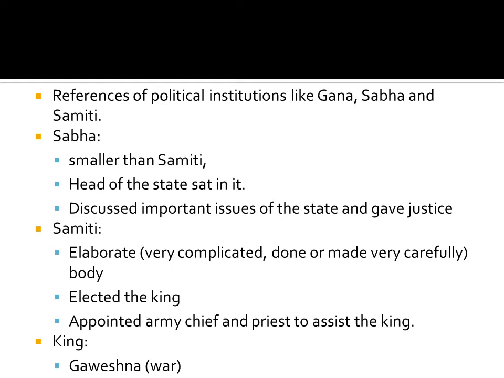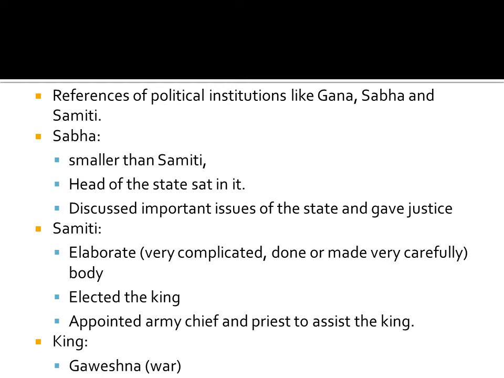Sabha was a smaller institution as compared to Samiti. Head of the state sat in it and discussed important issues of the state and gave justice. The Samiti was an elaborate body that elected the king. Army chief and priest were appointed to assist the king. One of the works of the king was Gaveshna. Gaveshna means war. From Rig Veda, we get reference of battles between 10 kings on the banks of Ravi river.